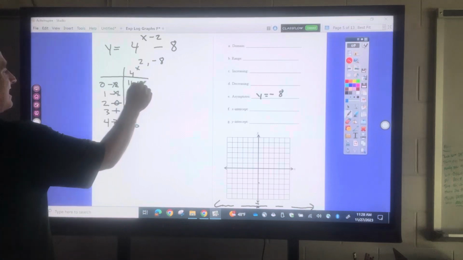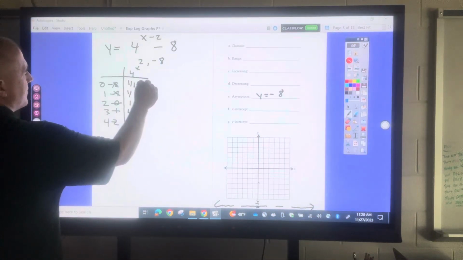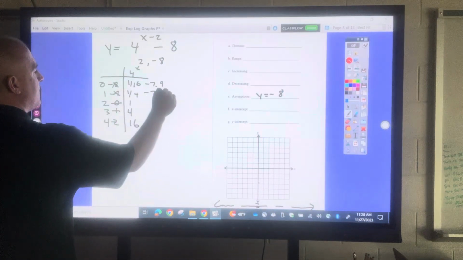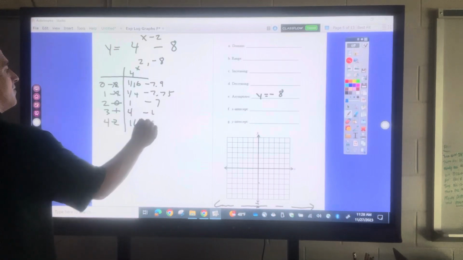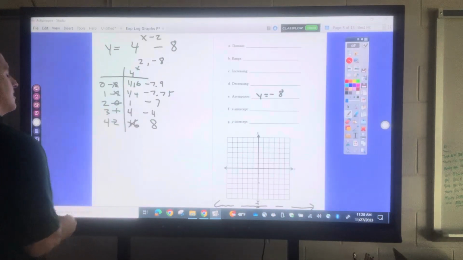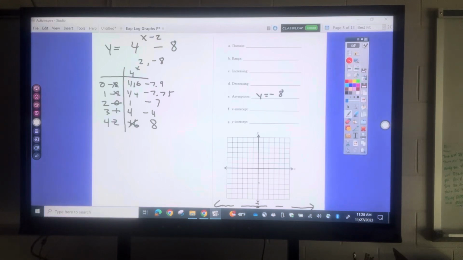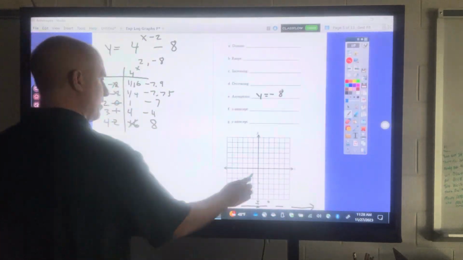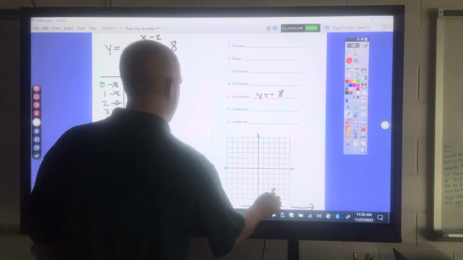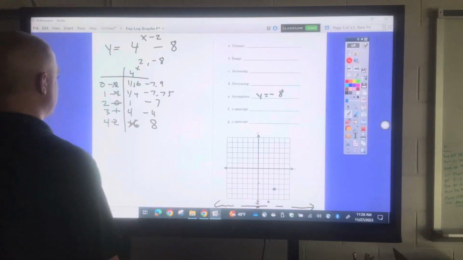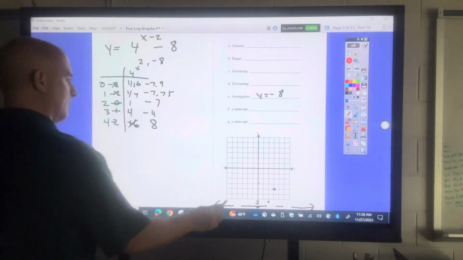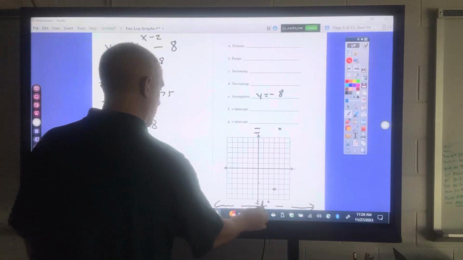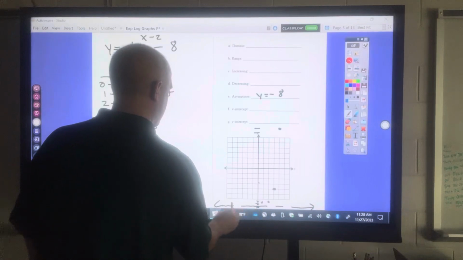Now, what I want to do here is subtract 8. So that's going to be negative 7.9 something. That's going to be negative 7.75, negative 7, negative 4, and 8. So I got 2 over negative 7 down, which will be here. 3 over negative 4 down. 1, 2, 3, and 4. 4 over 8 up, will be somewhere up here. Then 1 over 7.75. So it looks something like this.